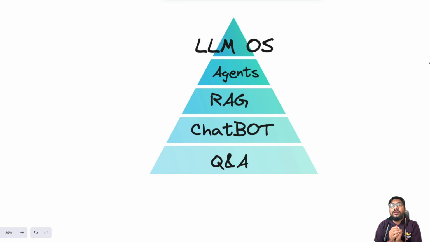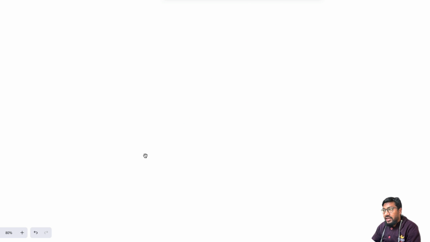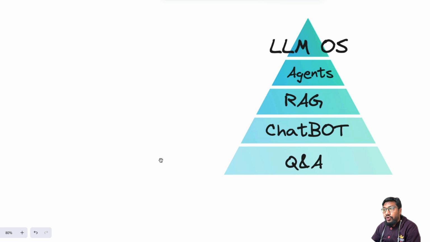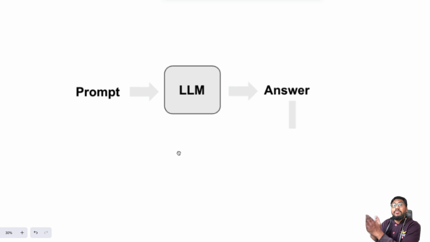Q&A, a question and answering engine. What do I mean by that? It is quite simple for us to understand. So question and answering engine is a system where you have an LLM and all you are going to ask the LLM is a question. So you send a prompt and the LLM takes the prompt and gives you an answer. That is it. That is the entire transaction that you have between an LLM. Send a prompt, send it to the LLM, get an answer.